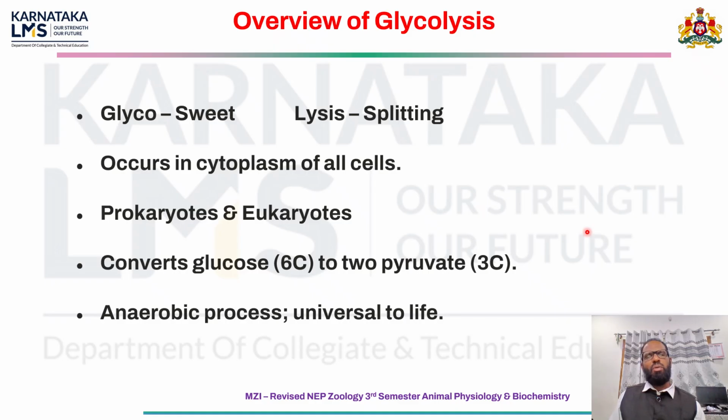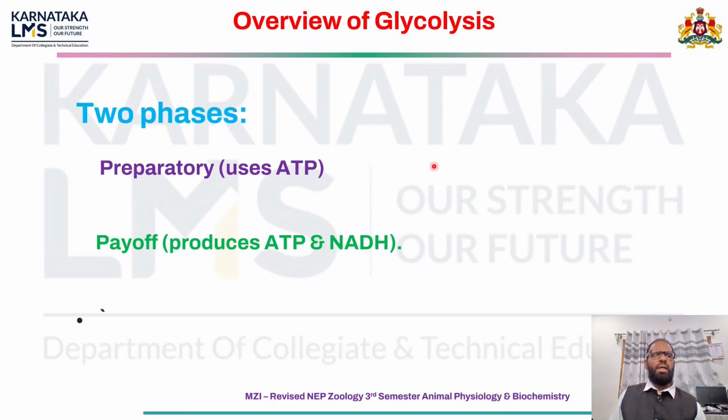Once pyruvate is formed, various different fates are possible for it. But in order to generate this pyruvate, glycolysis is very important. In glycolysis, there are two phases. The first phase of glycolysis is called the preparatory phase, and the second phase is called the payoff phase.